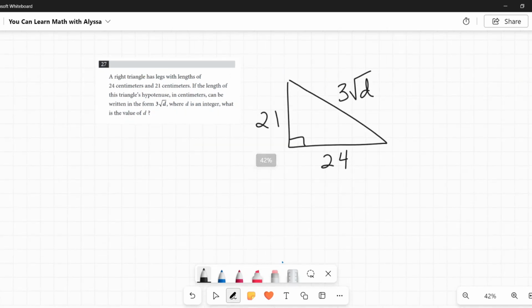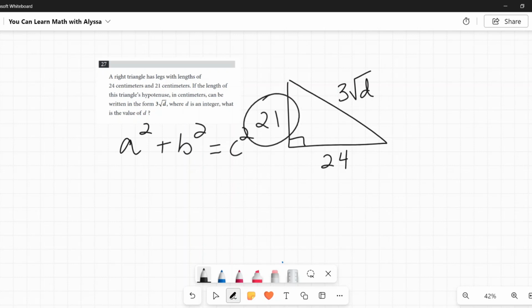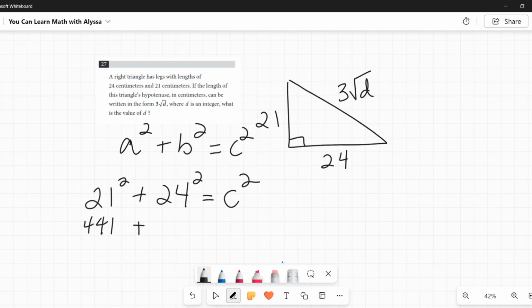So both of them are going to use the Pythagorean theorem, which says for right triangles that the lengths of the 2 legs, on the legs A and B, if you square them and add them together, you get the hypotenuse squared. A squared plus B squared equals C squared. Now, one way you can do this is you can say, well, my A and B are 21 and 24. So 21 squared plus 24 squared equals C squared. And if I do 21 squared, I'm going to get 441. If I have 24 squared, I get 576.